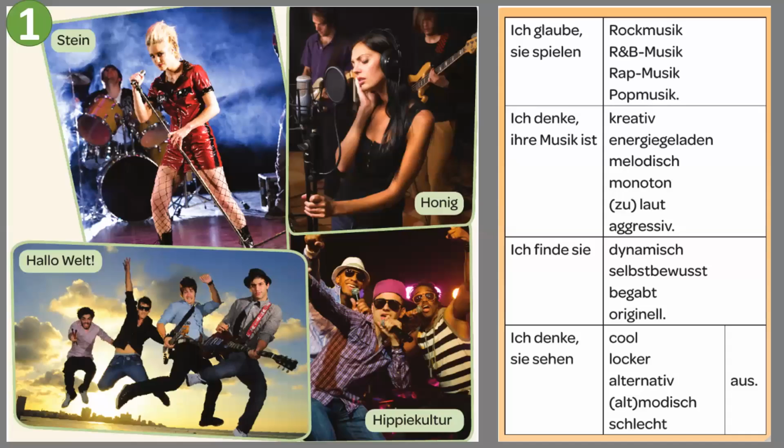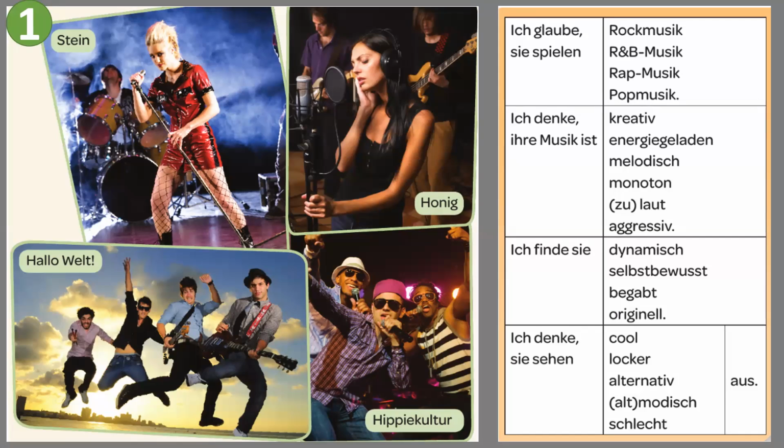Anfang. Es gibt hier 4 Fotos. Es gibt 4 Bands. Stein, Honig, Hallo Welt und Hippie-Kultur. And I would like you to write 2 sentences or 3 sentences about each photo. What do you think? Ich glaube, sie spielen, so I think they play. What type of music? Ich denke, ihre Musik ist, so what do you think their music's going to be like?